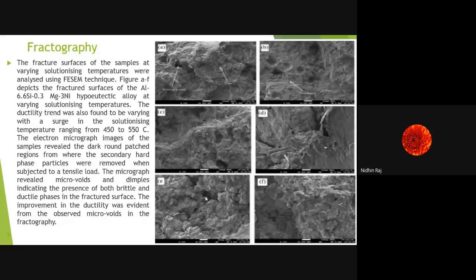to 550 degrees Celsius. The electron micrograph images of the samples revealed the dark, round patched regions from where the secondary hard phase particles were removed when subjected to a tensile load. Now, the micrograph revealed micro voids and dimples indicating the presence of both brittle as well as ductile faces in the fractured surface. Now, the improvement in the ductility was evident from the observed micro voids in the fractography.